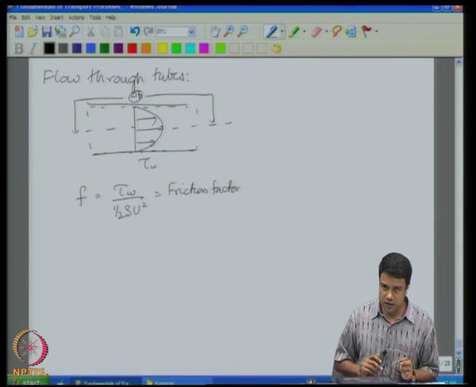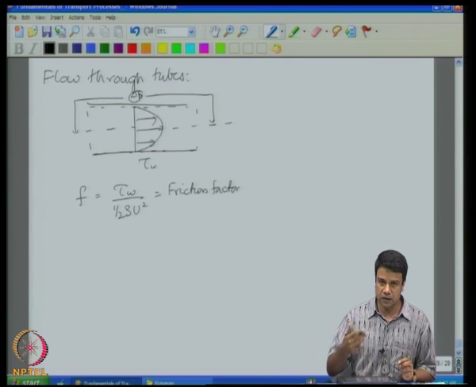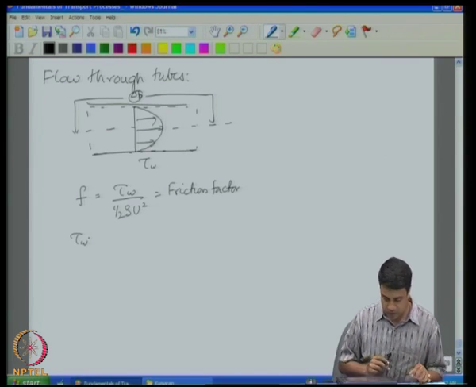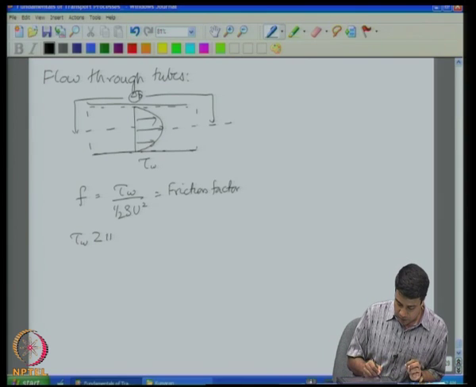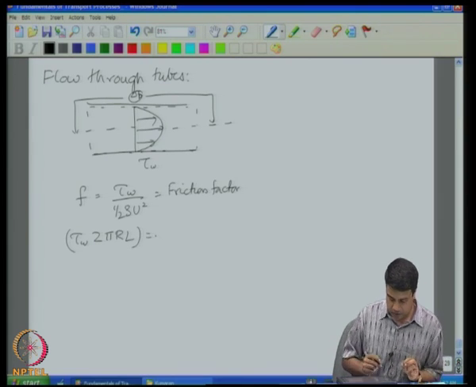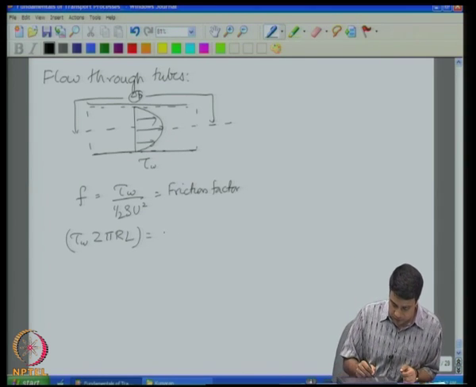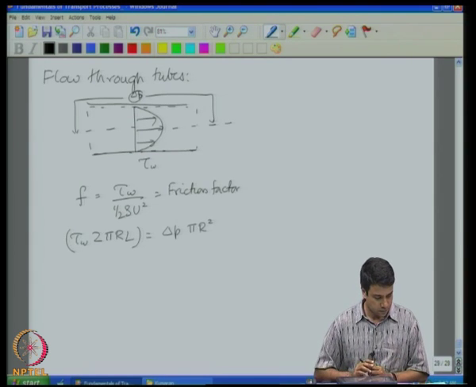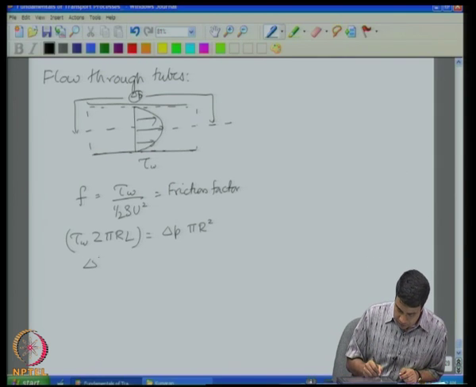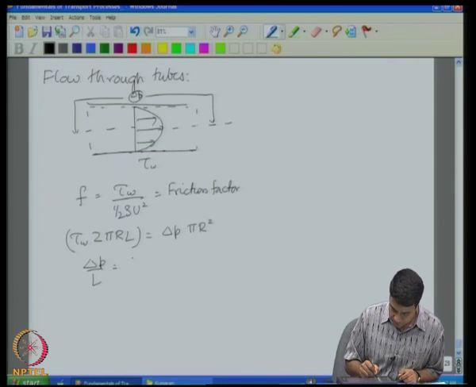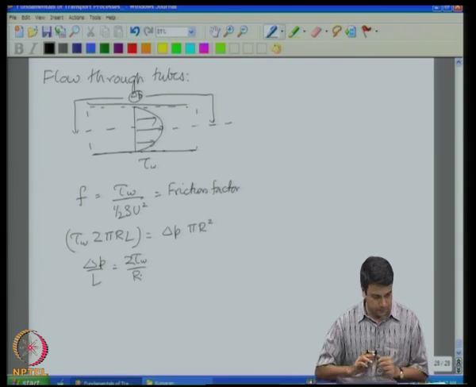Force exerted due to the stress is equal to stress times the cylindrical area. So, this is equal to tau w into 2 pi r times L. This has got to be equal to the pressure times the cross sectional area, that is equal to the difference in pressure times pi r square. Therefore, delta P by L is equal to tau w by R.